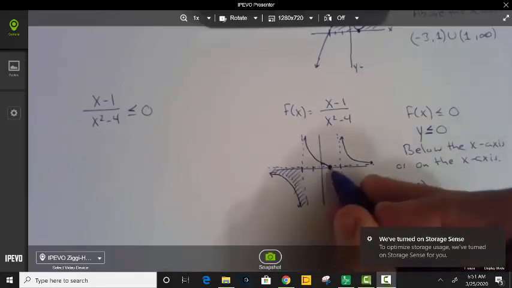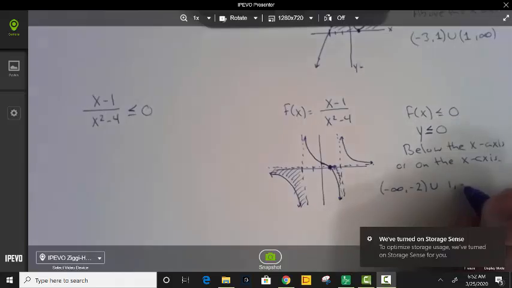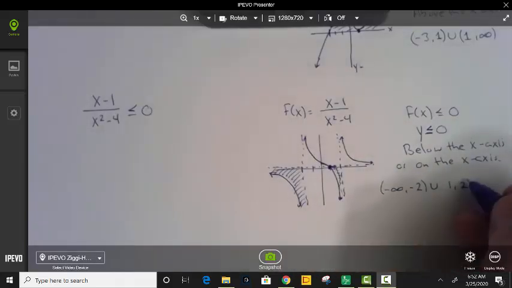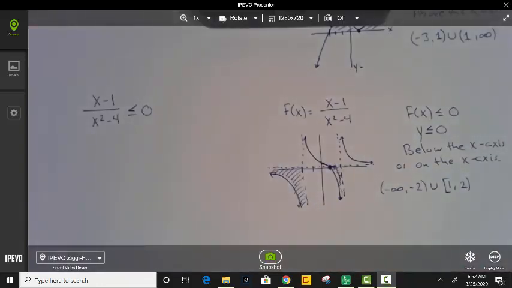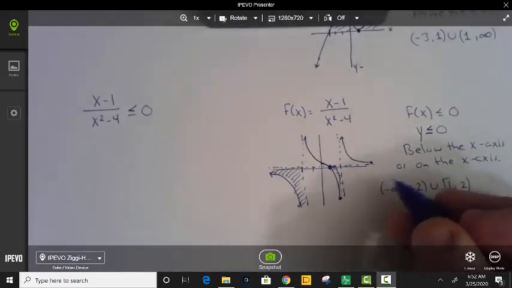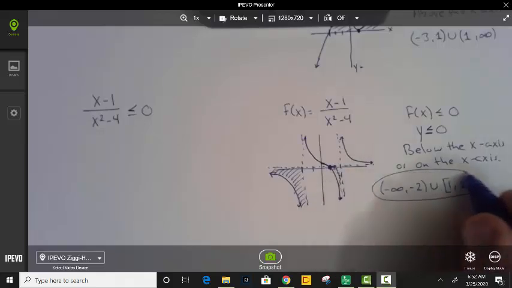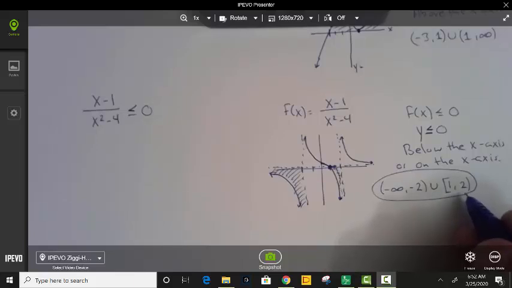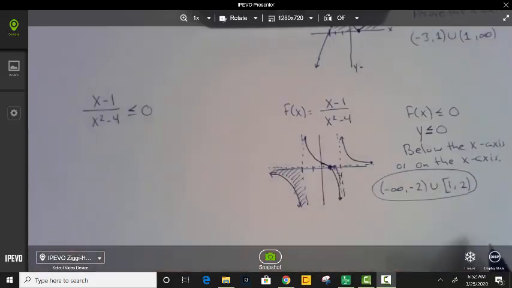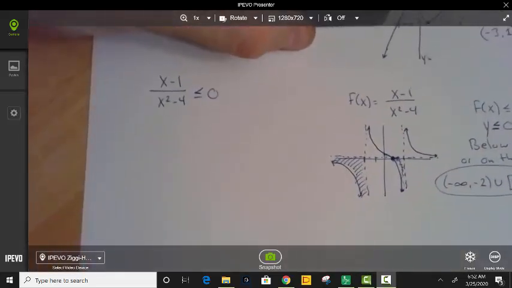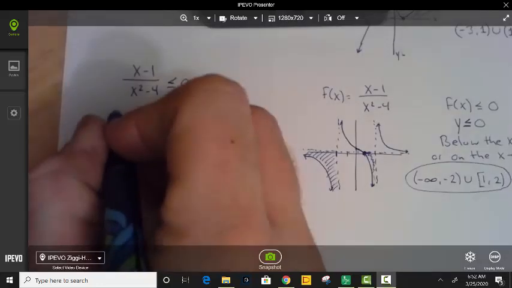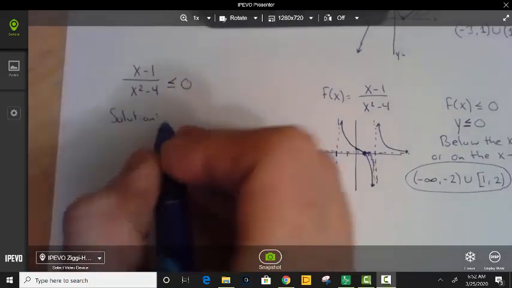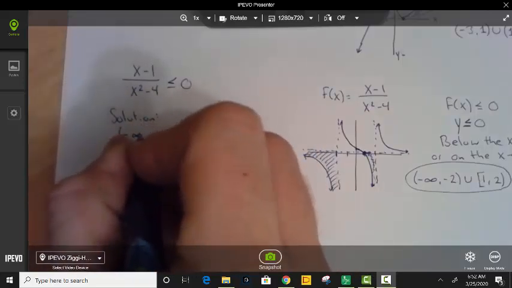And then we see that it's starting at 1 and going to 2, it's below the x-axis, but specifically at 1, it's also on the axis. And this is asking you for the answers that are below and on. So that means that if you pick any number between negative infinity and negative 2, or any number between 1 and 2, and you plug it in, you'll get an answer that is negative or 0.